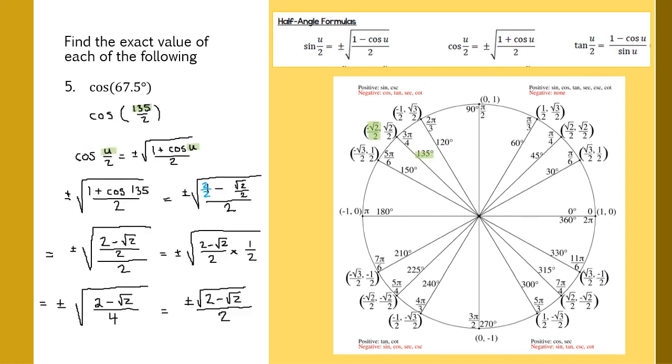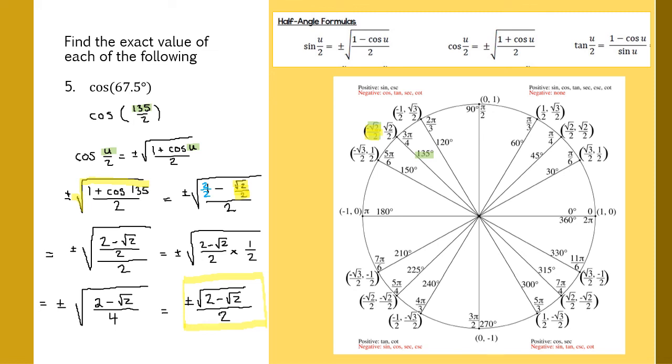And here we have our answer for this problem. So we started off with the square root of 1 plus cosine of 135 divided by 2. The cosine of 135 is the x-coordinate, negative root 2 over 2. And from there, we combined fractions, did a keep change flip, took the square root of 4, and ended up with this answer, plus or minus the square root of quantity 2 minus root 2 all over 2.